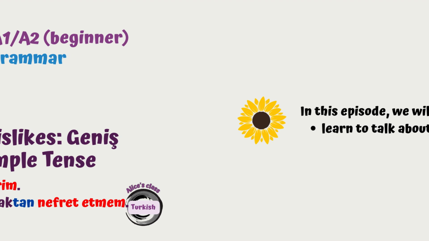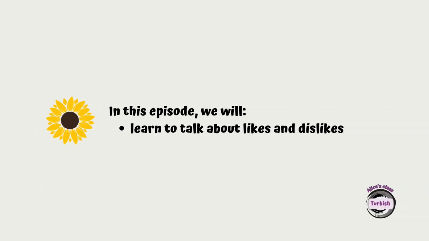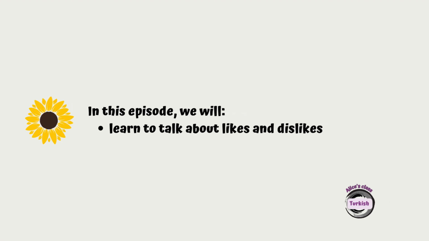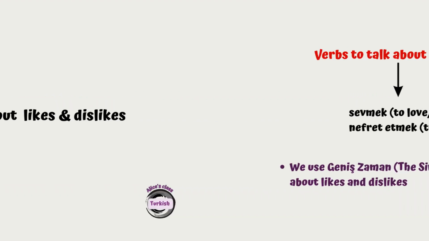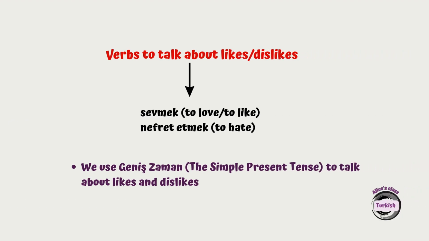Hello, in today's episode we will learn how to talk about likes and dislikes. To be able to do so, let's go over the verbs first. We have two verbs to talk about likes and dislikes, and they are sevmek, which means to love, to like, and nefret etmek, which means to hate. And we use Geniş Zaman to talk about likes and dislikes.